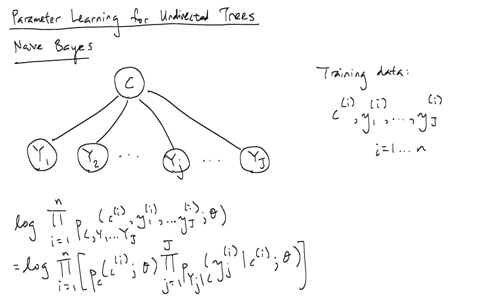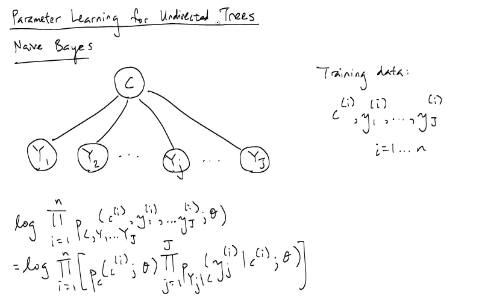I'm now going to talk about parameter learning for undirected tree-structured graphical models. And the basic idea is that, assuming that we know what the tree is, so we know what the nodes and edges are, we want to figure out what all the potential tables are for this graphical model.